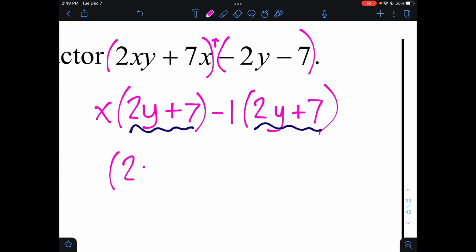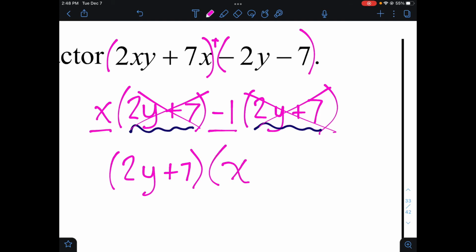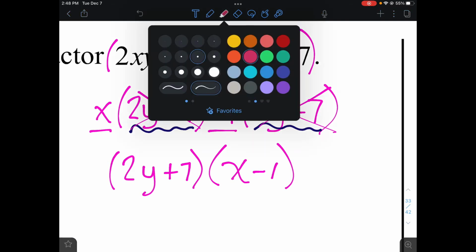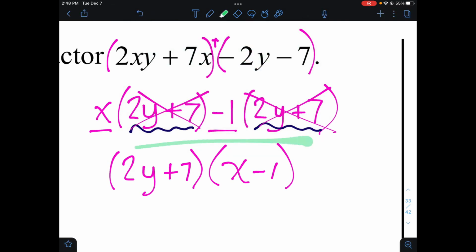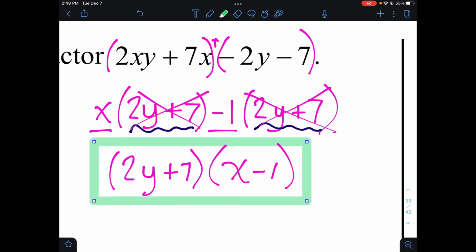Since I have that in both of them, I'm going to write that down. So 2y plus 7, because it's like I'm factoring that out again. I'm going to cross them off, and then look what I'm left with, x minus 1. And there's our final answer.